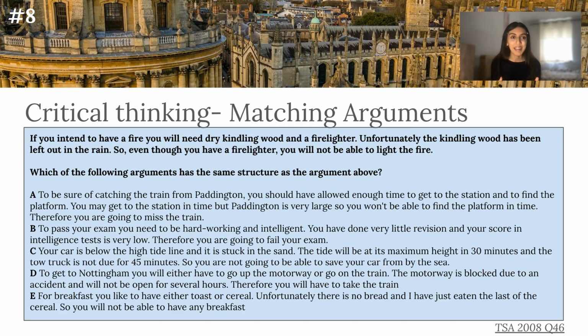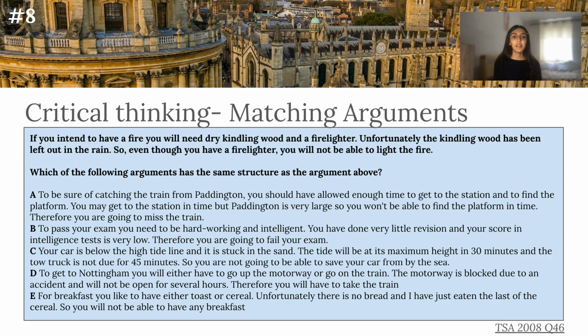It sounds weird and it sounds complicated, but I promise you, when you have a scrap piece of paper, it is much easier to note these. But yeah, if you look into that, we can evaluate these against our options. So if you cannot tell already, the correct argument is A, the train argument. If we go through it, it says, to be sure of catching the train, blah, blah, blah, you should have allowed enough time to get to the station and to find a platform.